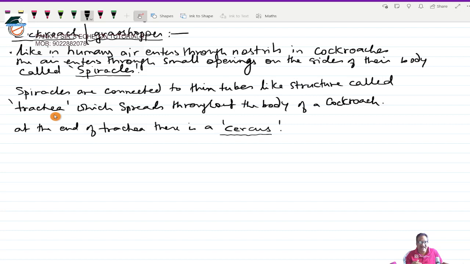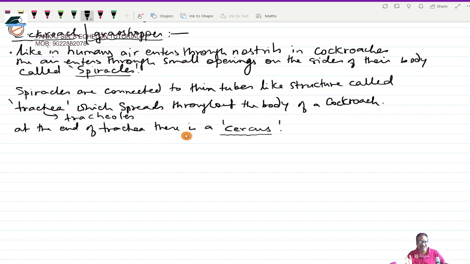The trachea further makes branches throughout the body of the insect. Small branches, which we call tracheoles. So trachea is further divided into tracheoles. Let me write that for you. Trachea is further divided into tracheoles. These tracheoles are spreading throughout the body of the insect.